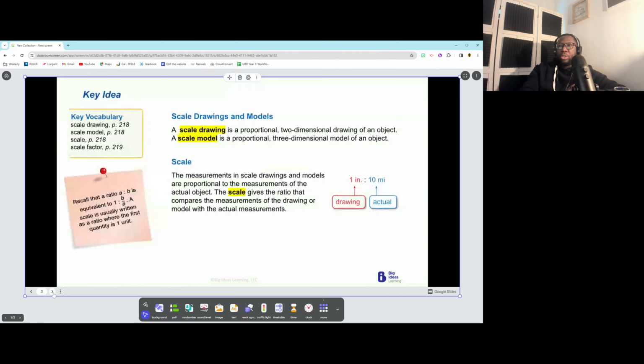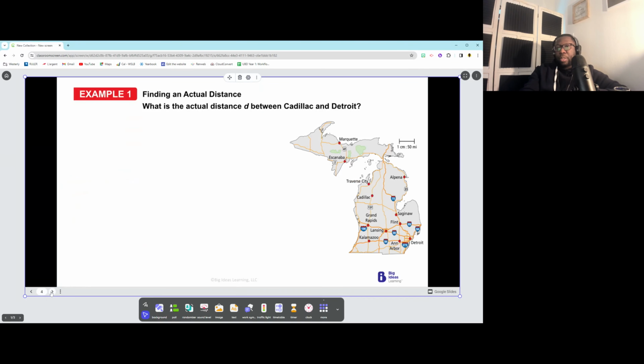So, keywords and vocabulary to remember: a scale drawing is a proportional two-dimensional drawing of an object, whereas a scale model is a proportional three-dimensional model of an object. Scale: the measurements in scale drawings and scale models are proportional to the measurements of the actual objects, and the scale gives the ratio that compares the measurements of the drawing or the model with the actual measurements. What does all of that mean?